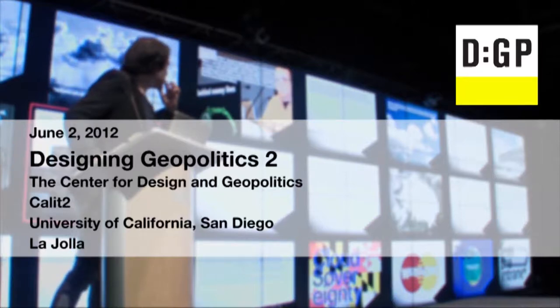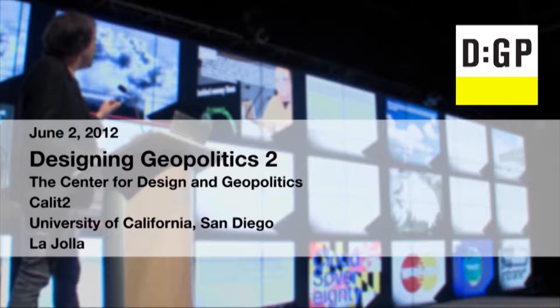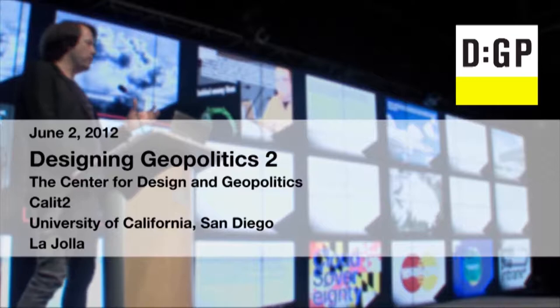On June 2, 2012, DGP, the Center for Design and Geopolitics, held its second annual conference. Entitled Designing Geopolitics 2, it was held in the Black Box Theater of Cal IT2, the California Institute for Telecommunications and Information Technology, in La Jolla, on the campus of the University of California at San Diego.